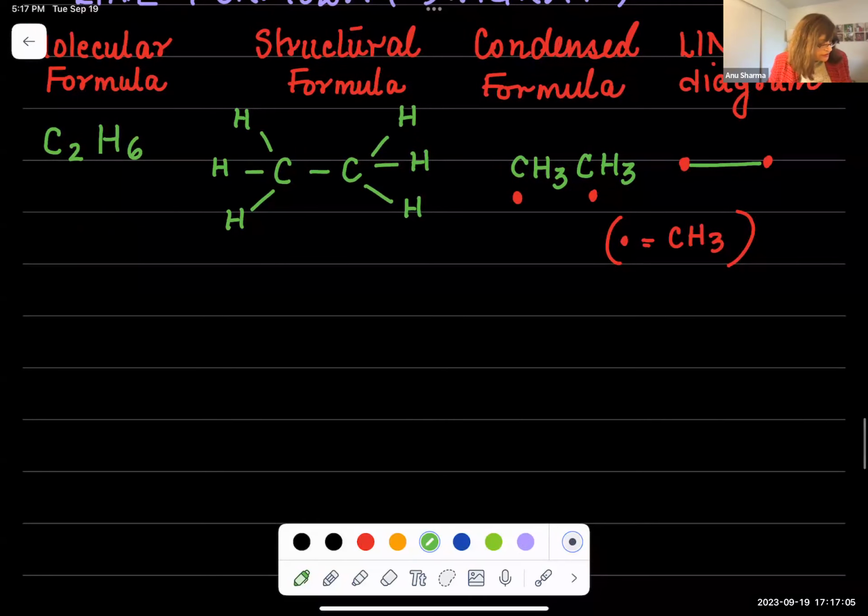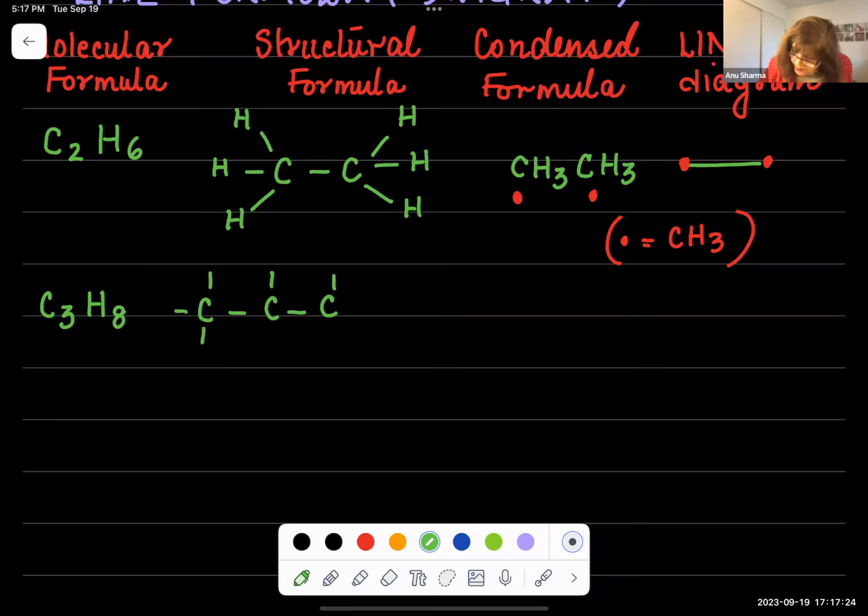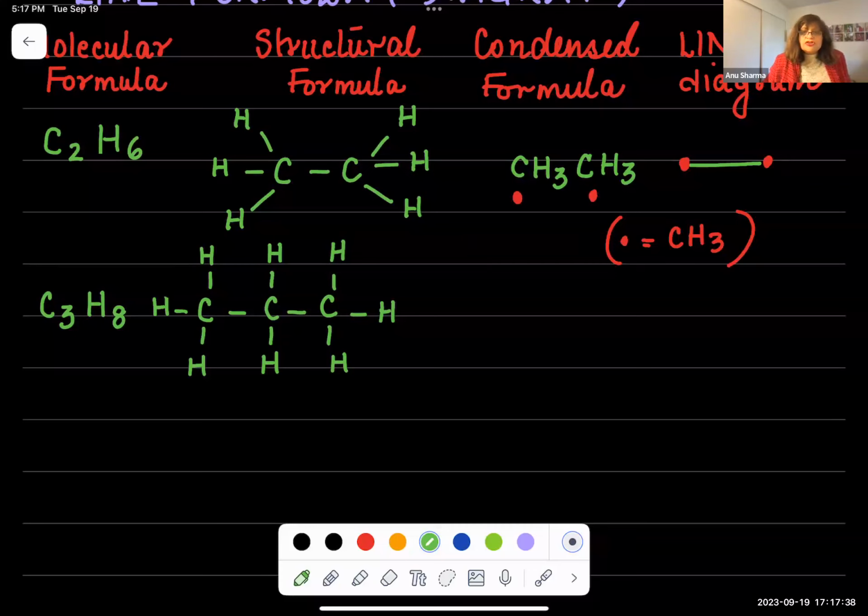All right, let's look at another example. So another example is C3H8. Okay, C3. So make 3 C's first. This is a simple structural formula. No angles, nothing. H8. Fill the rest of it with 8 hydrogens. So we have all the 8 hydrogens: 1, 2, 3, 4, 5, 6, 7, and 8. Right? So that's the structural.